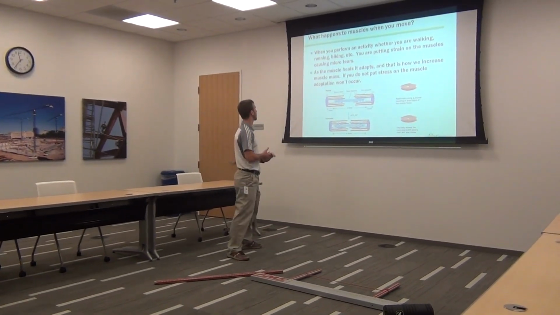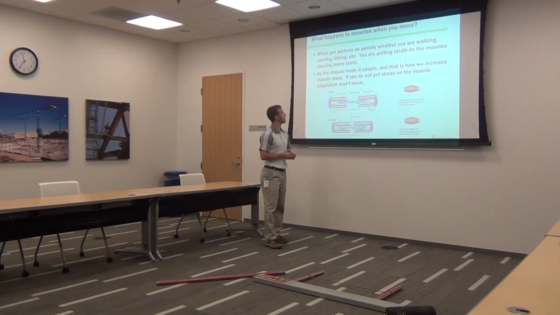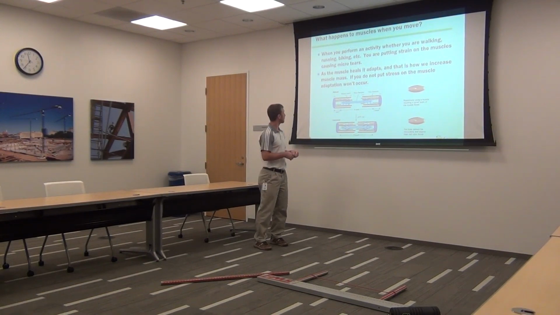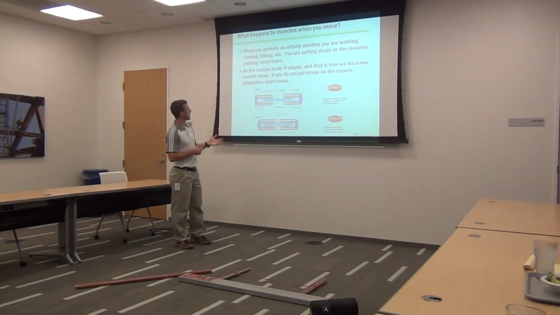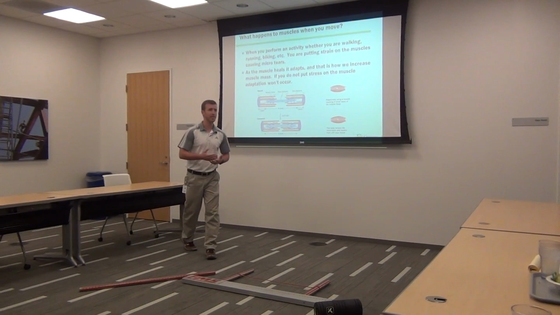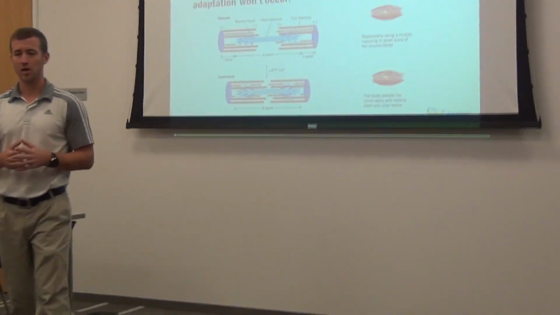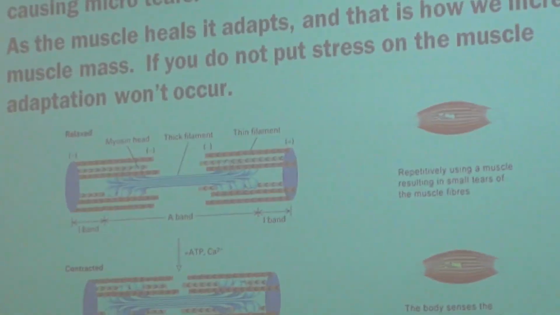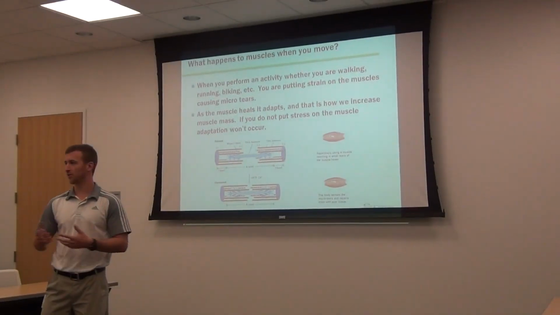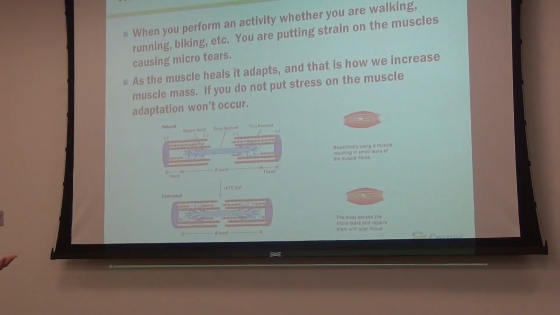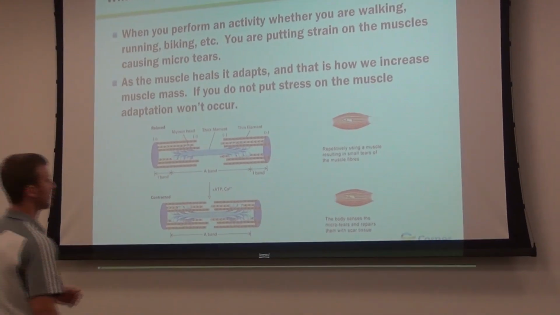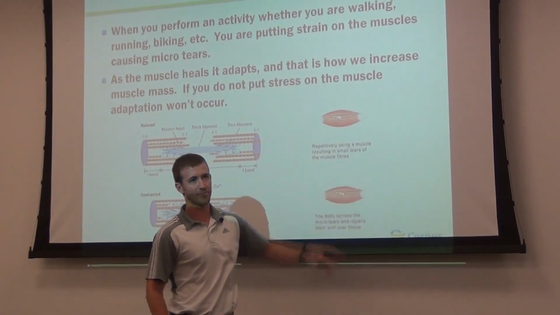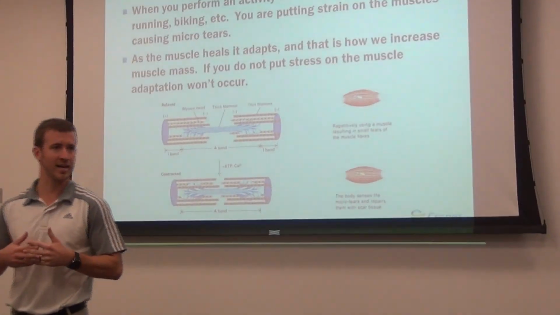So what's happening? When you perform an activity, you're putting strain on the muscles causing micro tears. As the muscle heals, it adapts, and that's how we increase mass. Being on the elliptical, that's an endurance type of training, so the muscle will adapt for endurance. Just like if you're a strength trainer, the muscle will adapt for strength. What's happening as you're on the elliptical is you're repetitively using a muscle and it tears a little bit. That's what's going to cause the adaptation.